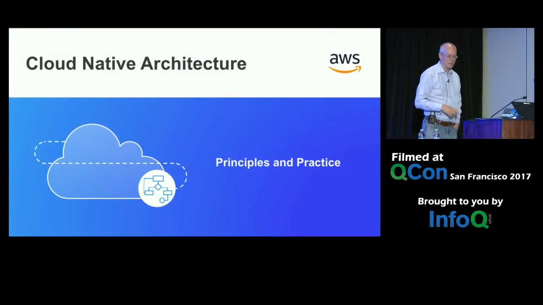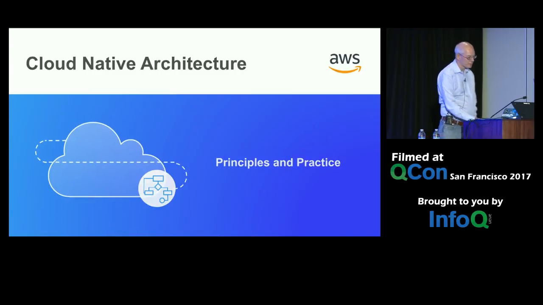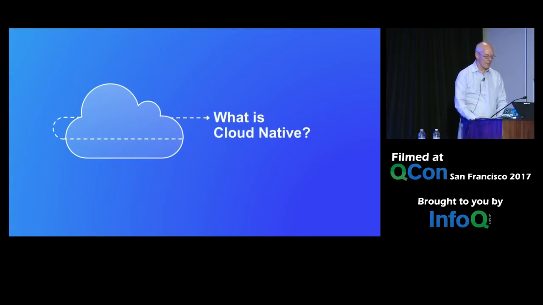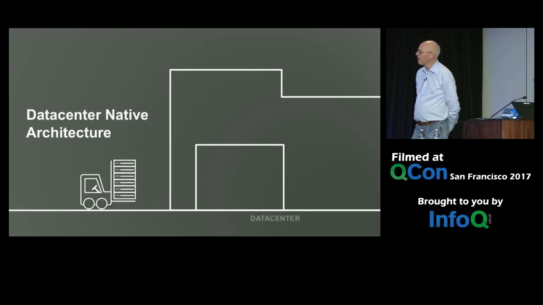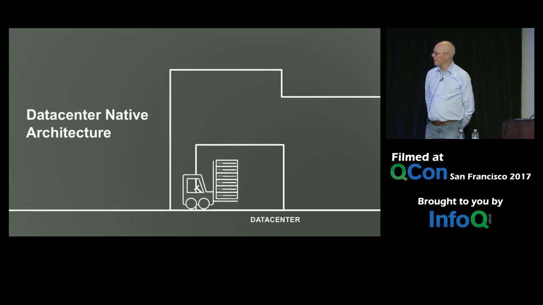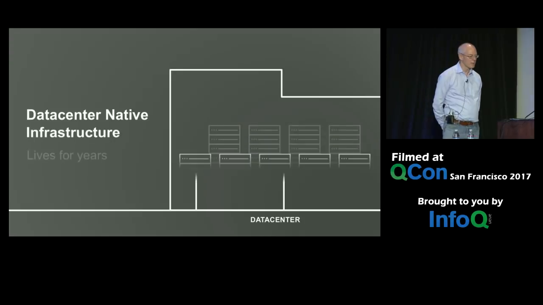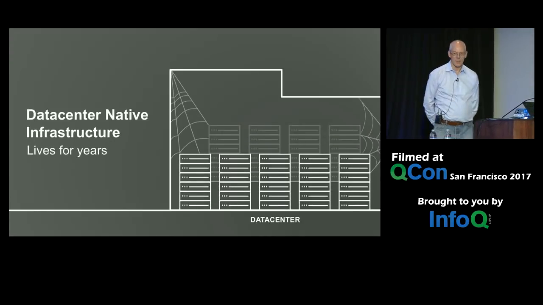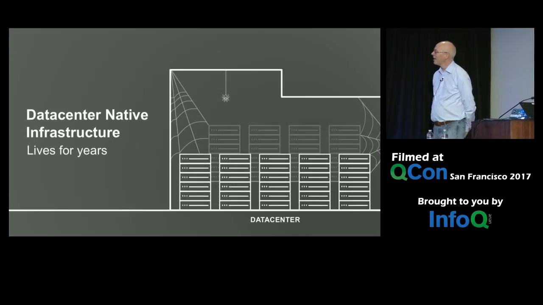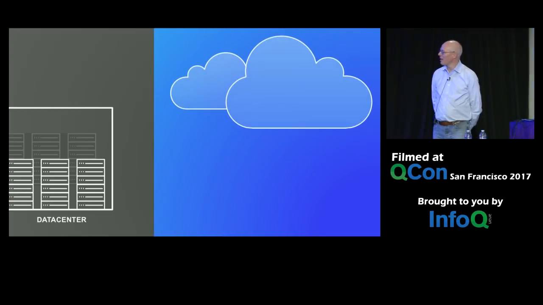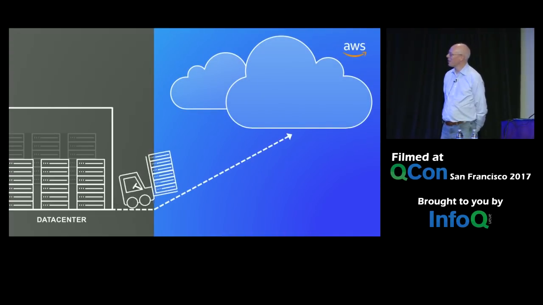So let's look at cloud-native architectures, and I'll talk a bit about the principles here. So what do we mean by cloud-native? Well, let's think about data center native. You have a data center, and every now and again you send another rack of systems into it, and the systems sit there for years, but what you really wanted to do was shift it out of there and put it up in the cloud.